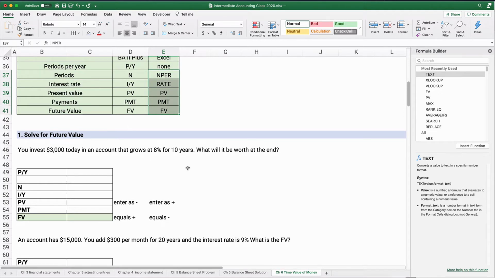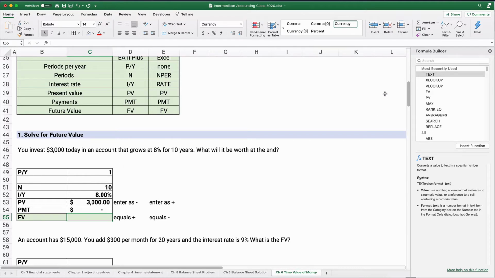The easiest ones to figure out at first are the solve for future value. You invest $3,000 today in an account that grows at 8% for 10 years. What will it be worth at the end, or what is the future value? So the periods per year doesn't say, so it's going to be 1 period per year. The number of periods is going to be 10. The interest rate is going to be 8%. The present value, we invest $3,000 today. Now, I'm going to enter it as positive and show how it works. There's no payment. If there were a payment, it would say so. So we're going to try to solve for the future value.